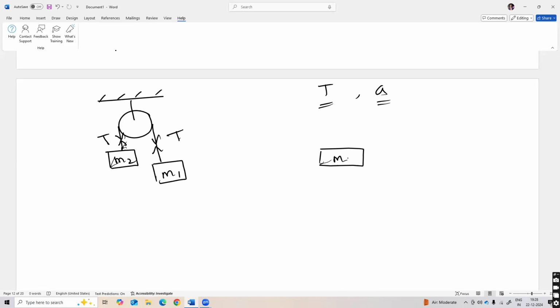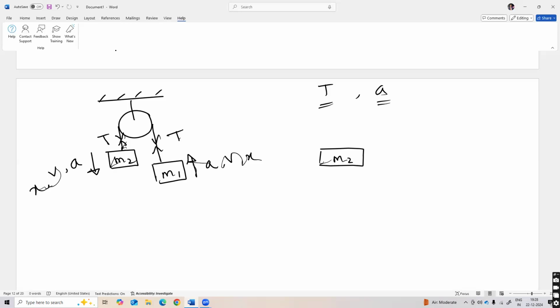Let's say that it is moving in this direction. Since it is a single string, if it is moving at some acceleration a, the other mass is also moving at acceleration a. It will move with the same velocity and same acceleration, and both will have the same displacement also. Because it is a constrained motion, if one moves with some velocity, acceleration and displacement, the other will also move with the same velocity, acceleration and displacement.